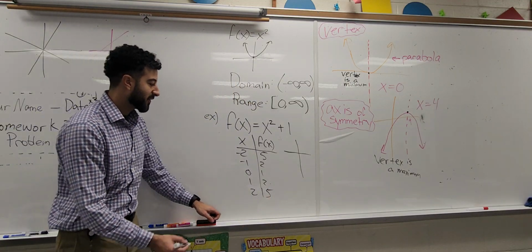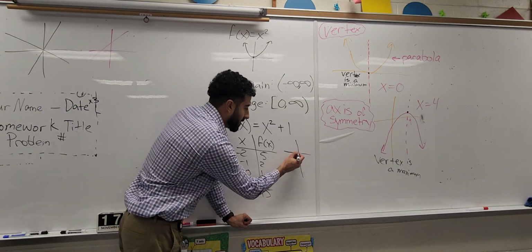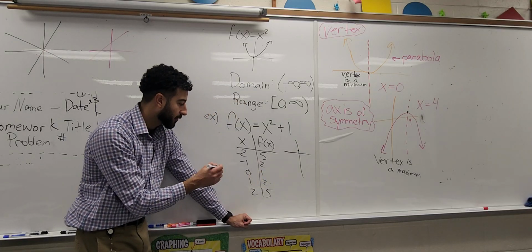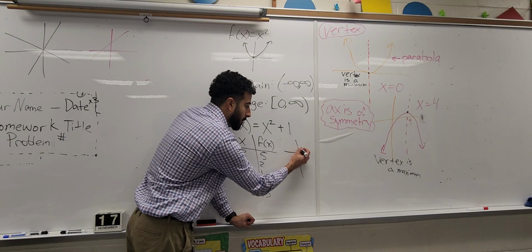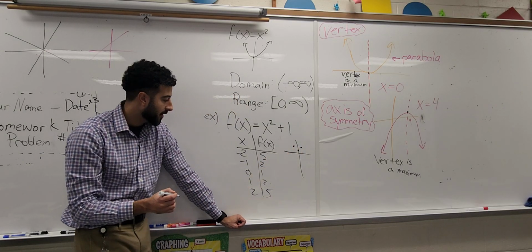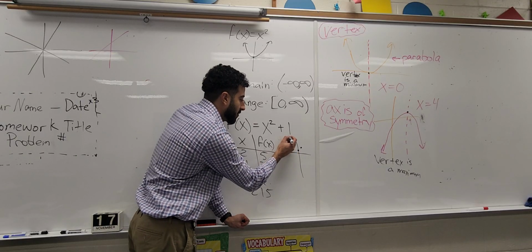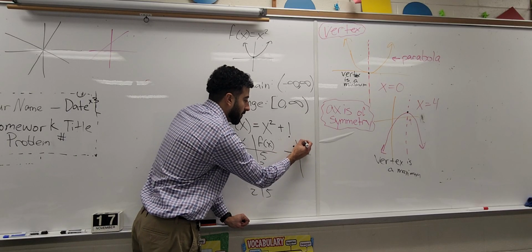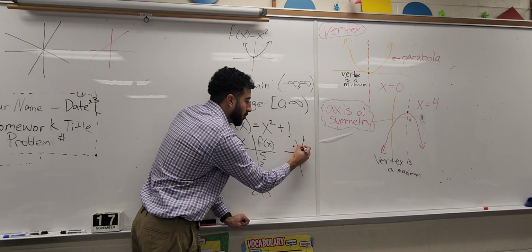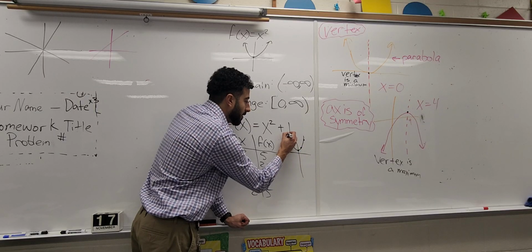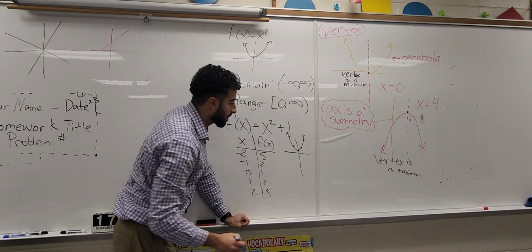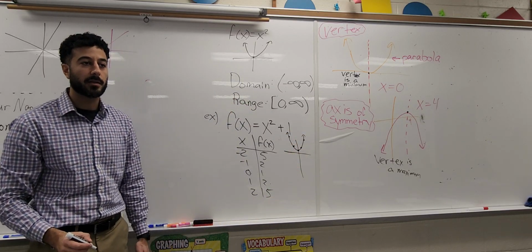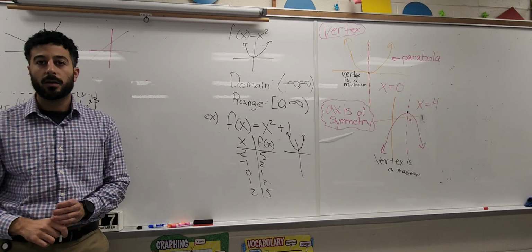Okay. Which means if I'm plotting this, I have 0, 1. -1 and 1 are both at 2, so 2 up here, 2 up here. And then 2 and -2 are at 5, so -2, 5, and 2, 5. So look at that nice little U we got there, guys. That's very nice. Okay, parabola, quadratics. That's what's happening here.